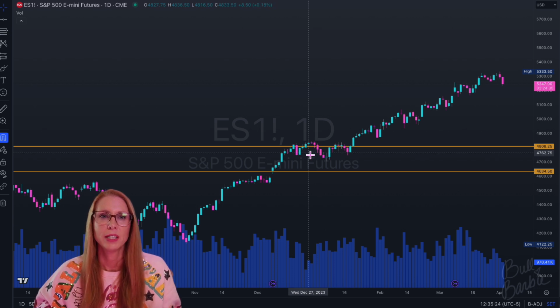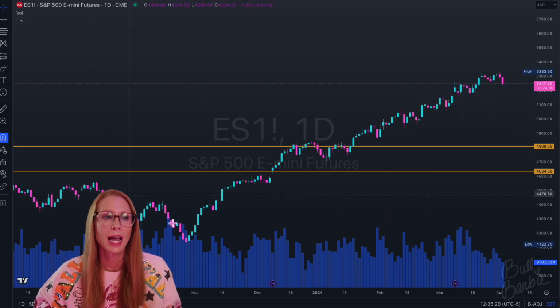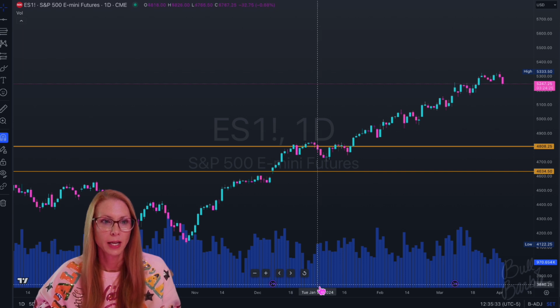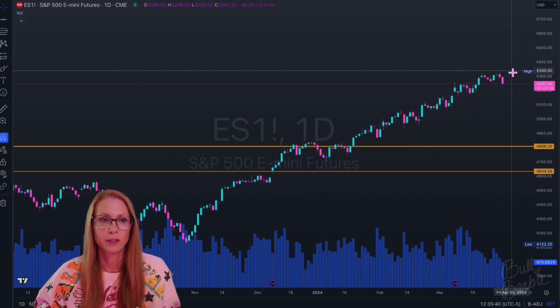Because price has been just in the same pattern, just shooting straight up this year, we don't have as many highs and lows to really mark all these levels on. So we just started April 2024 right now. So here's January. You can see our pattern has just been straight up.